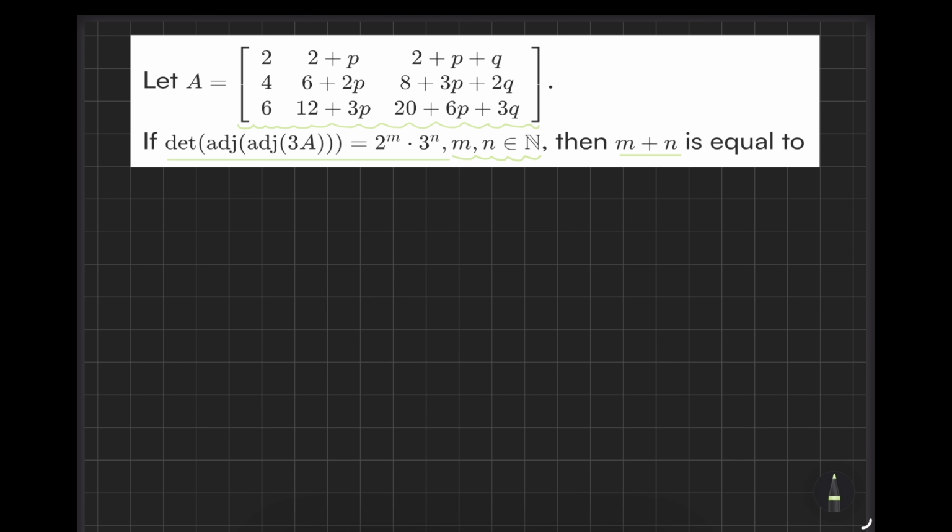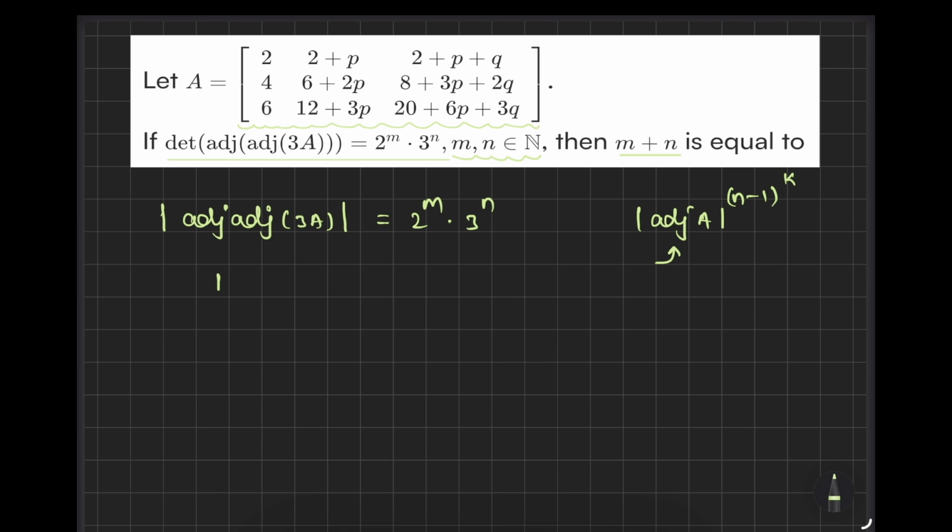Now, you know that suppose we need to solve this first. So it is the determinant of adjoint, adjoint and 3A, correct? And this is coming out to be 2 to the power m times 3 to the power n. Now look at this. You know that the determinant of adjoint A is nothing but determinant of A to the power (n minus 1) to the power k, where k decides the number of times you have written adjoint. So here the number of adjoints is 2.